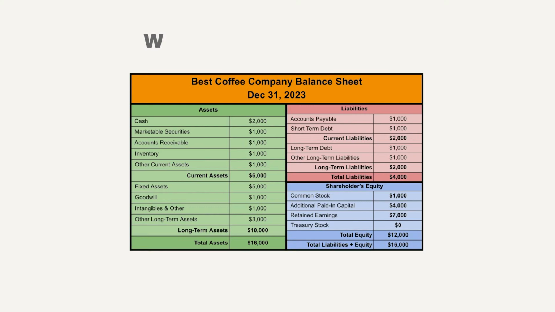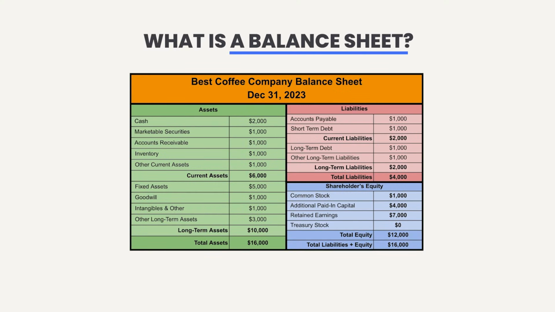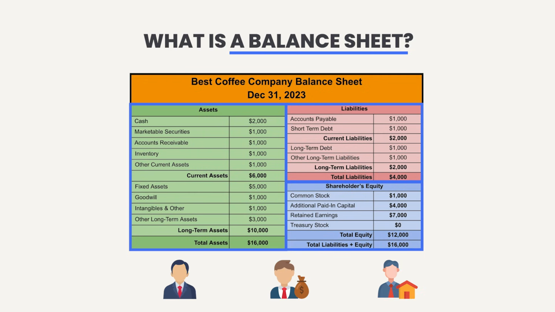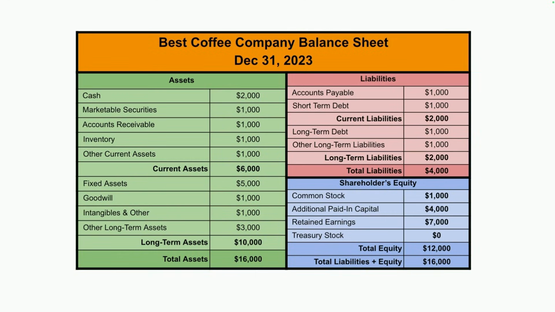But let's get started. So, what is a balance sheet? A balance sheet is one of the three major financial statements that shows everything that a company owns and owes to others. It's used by managers, investors, and lenders to get a snapshot of a company's net worth and overall financial health. The balance sheet has three major components: assets, liabilities, and shareholders' equity.